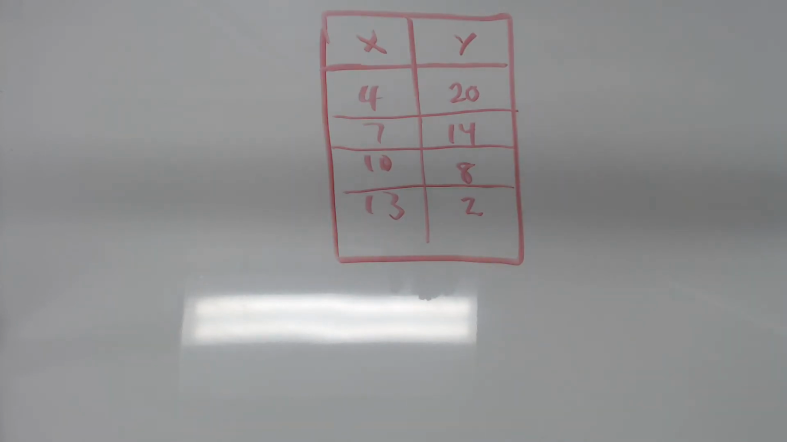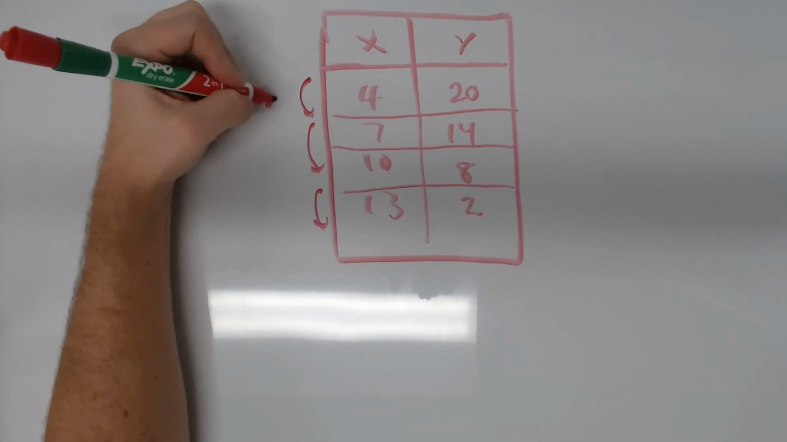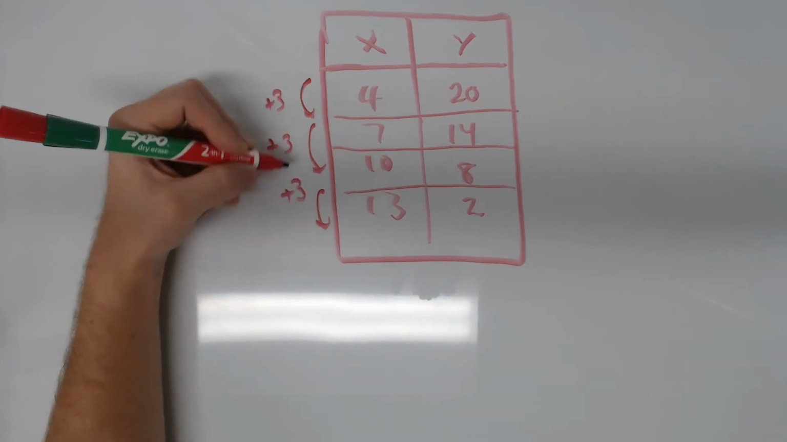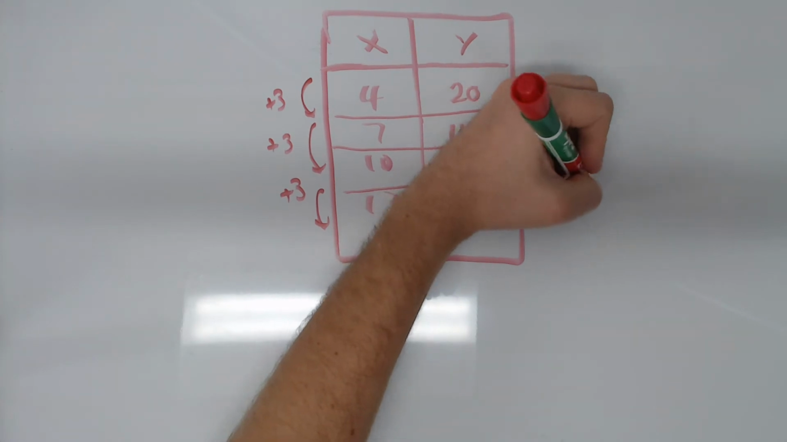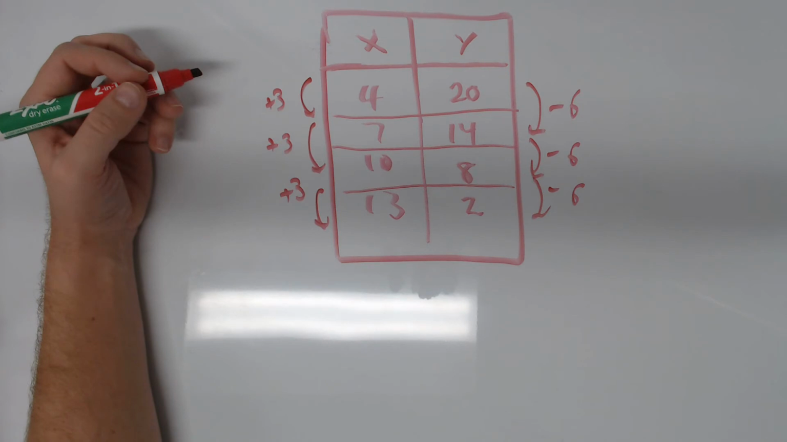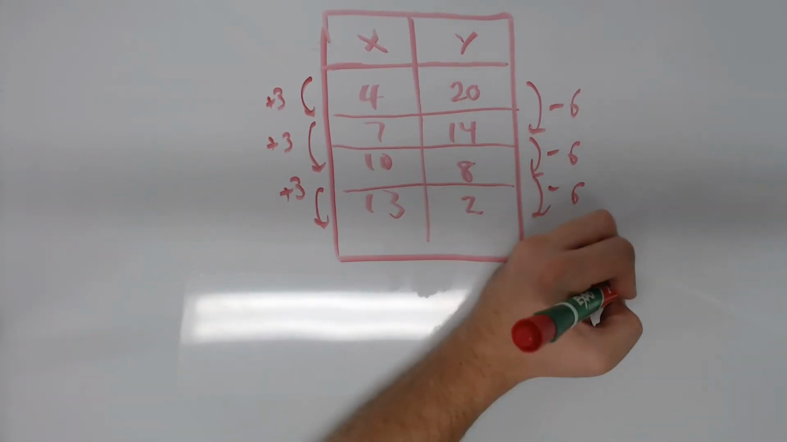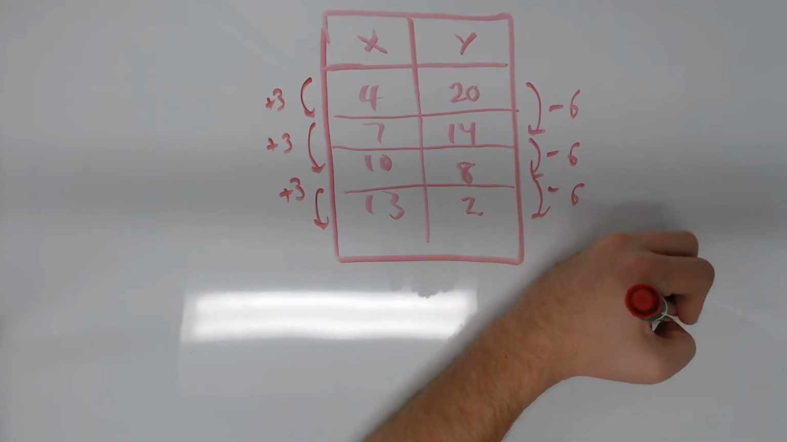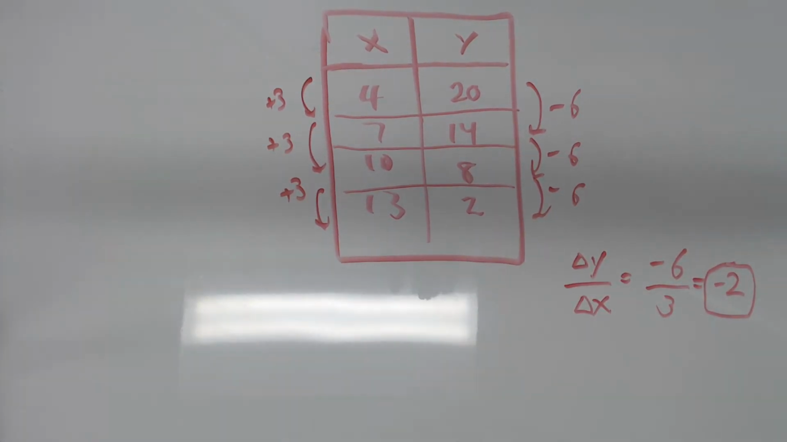Finding slope from a table is something we've already been doing this unit. Find your changes. +3, +3, +3. And then the y goes -6, -6, -6. They all match, so we don't have to second guess our fraction. But I write my change in y over change in x. So the slope is -6 over +3. We can simplify that to just -2, because -6 can divide exactly by 3. That's all there is to it. We've been doing this, so I'm not going to go into any more detail on it.